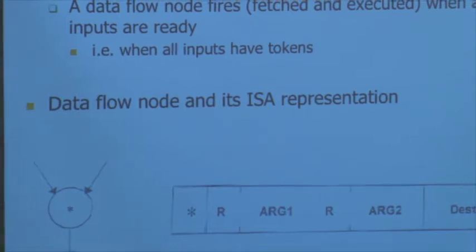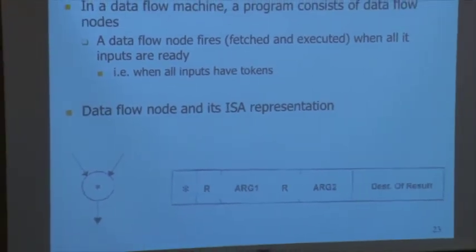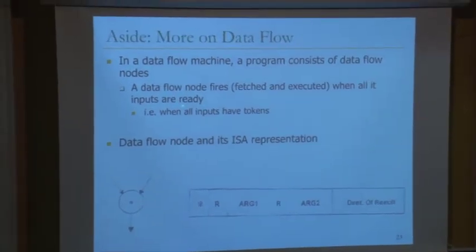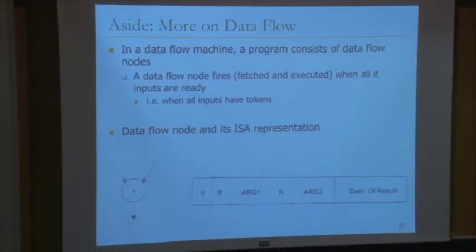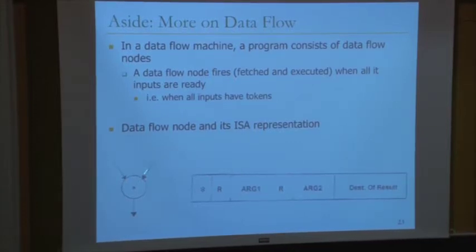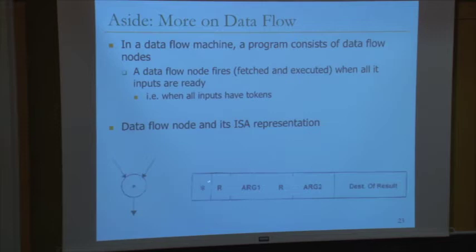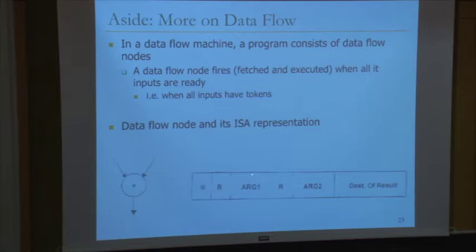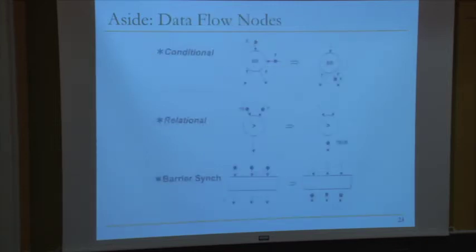I've already told you that in a data flow machine, a program consists of data flow nodes. And a data flow node fires, it's fetched and executed, when all of its inputs are ready. In other words, when all its inputs have tokens. So let's say this is one data flow node, and you could actually represent it this way at the instruction set architecture level. This is argument 1, argument 2, whether each of these arguments is ready, and this is the operation. And this specifies the destination of the result, which instruction should be woken up. Where should you send your token? And this fires when the inputs have tokens. And you can have many, many data flow nodes.